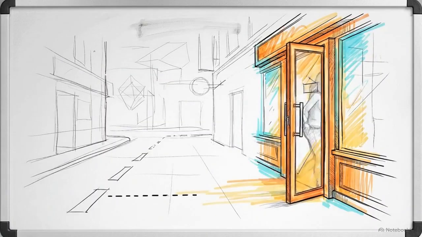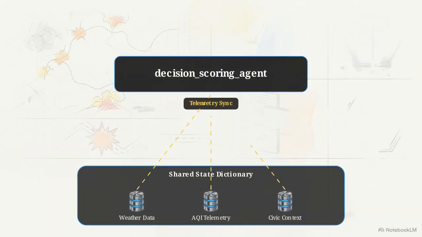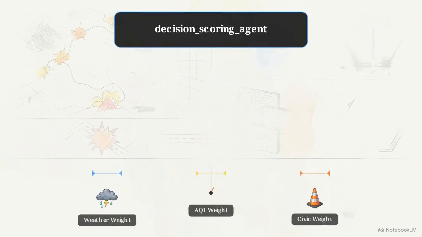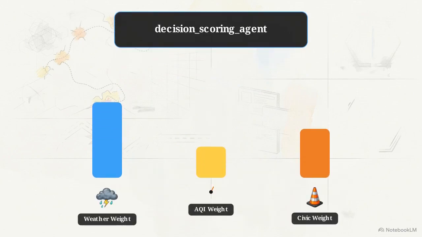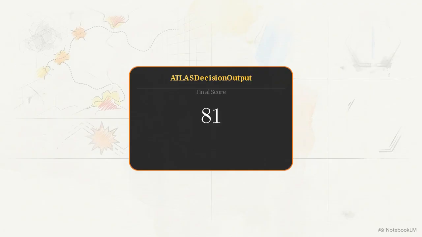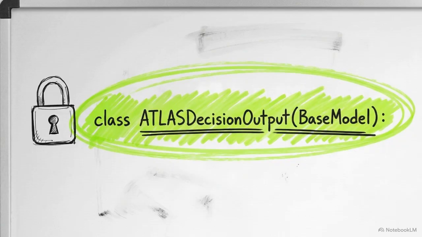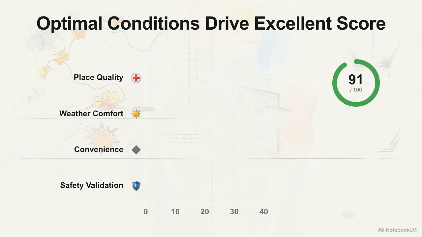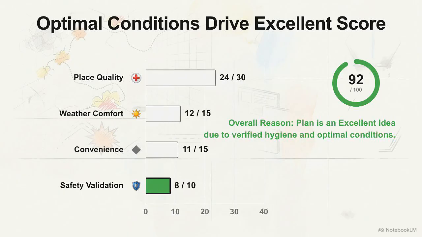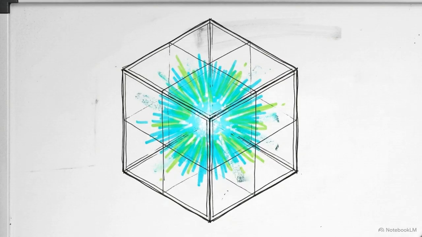The final numerical output is calculated by the decision scoring agent. It reads the compiled telemetry inside the shared state dictionary, weights the variables according to the domain, and executes the final math. It must adhere to a strict pedantic output schema. Every response requires an Atlas decision score from 0 to 100, a one-line overarching reason, and a precise category breakdown. The reasoning is never a black box.